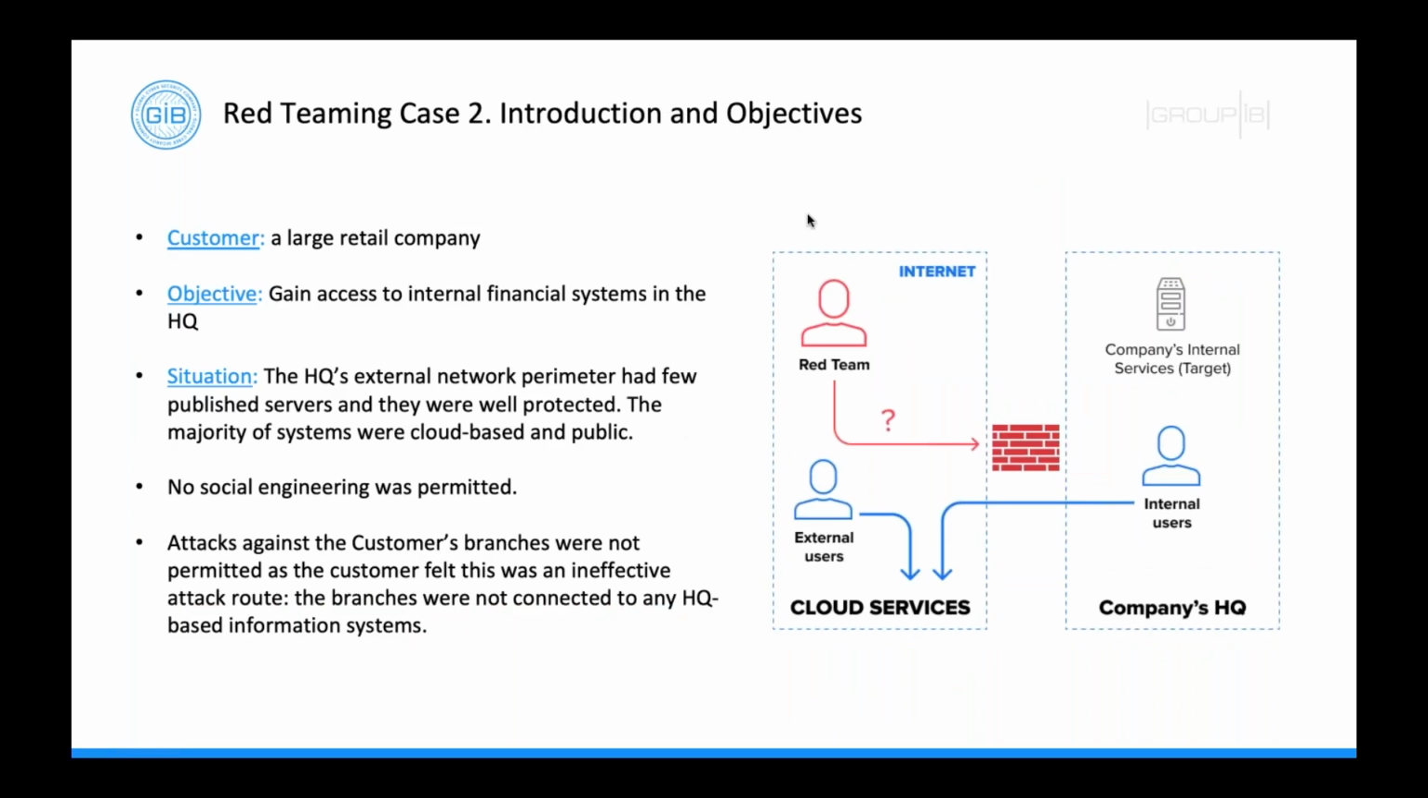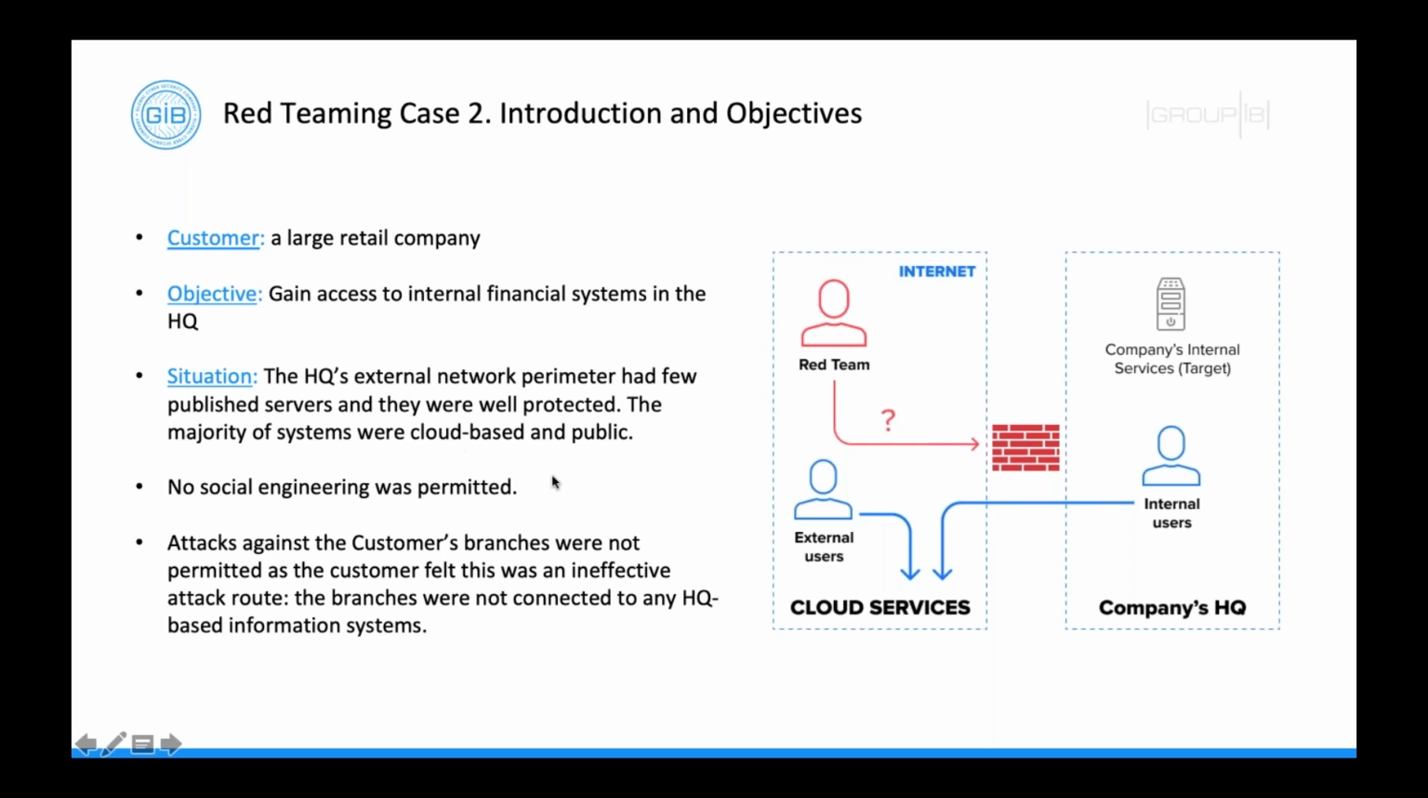And this is the second case that Group IB's red team was involved in. This particular organization was a large retail company, and the objective was to gain access to the internal financial systems within the company's HQ as well. The lay of the land in this situation was that the HQ's external network perimeter had few published servers, and they were very well protected. The majority of the systems were also cloud-based and public.